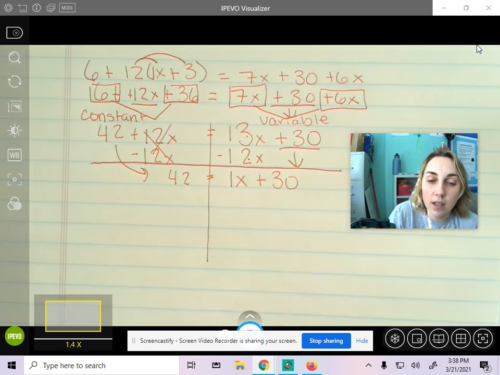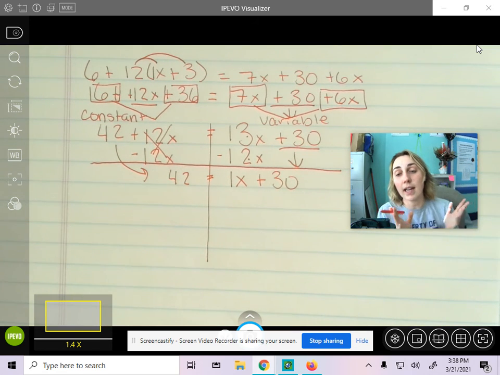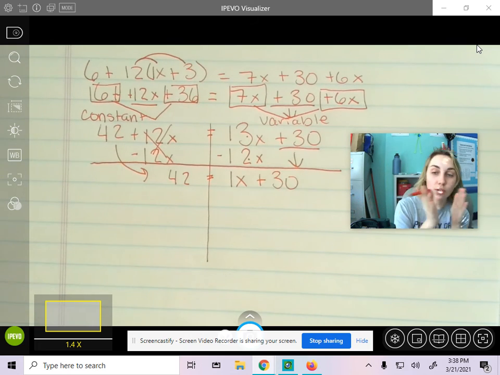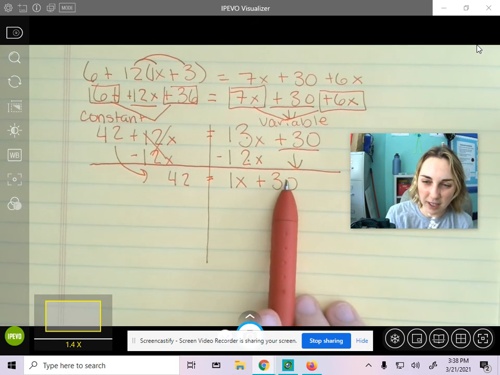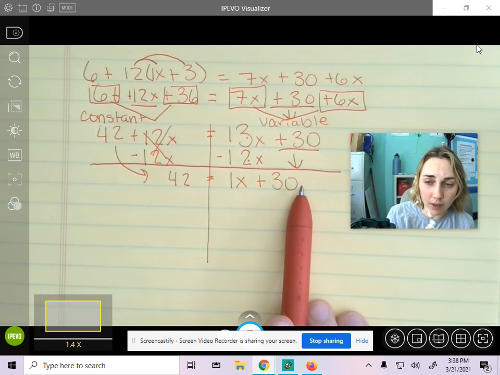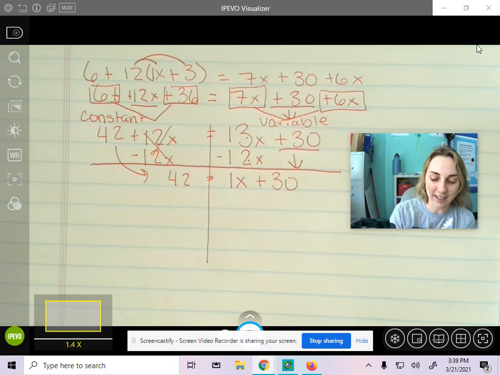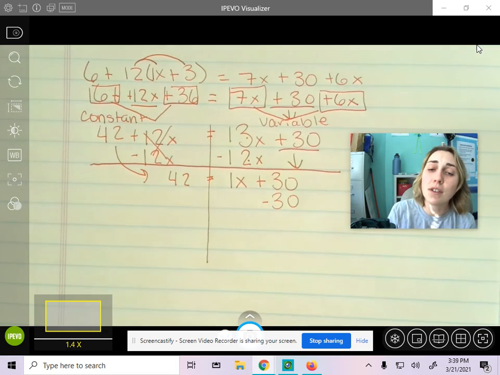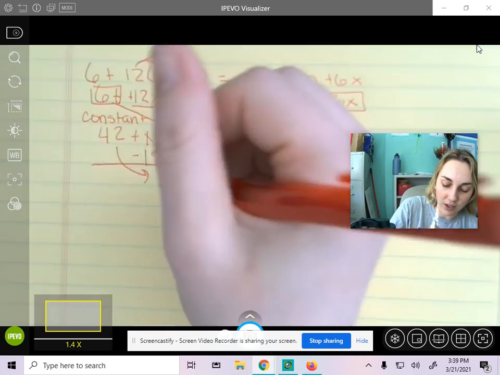Okay. So now that I moved my variables to one side, now I need to move my constants to the other side. So I need to get rid of this 30. This is a positive 30. So the opposite of positive 30 is a negative 30. And if I do that on one side, I have to do the same thing on the other side as well.